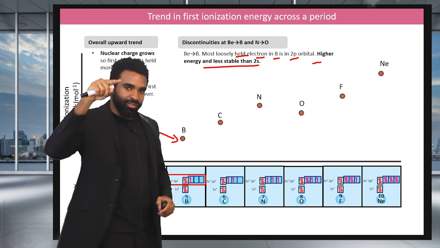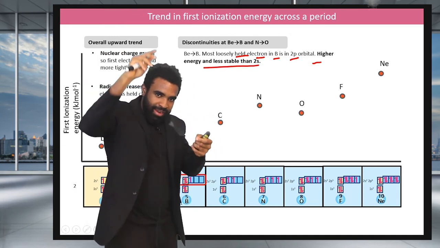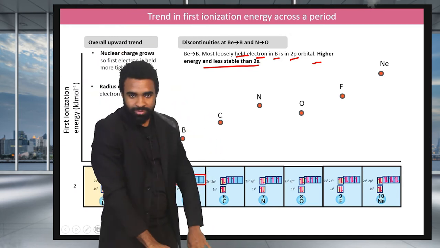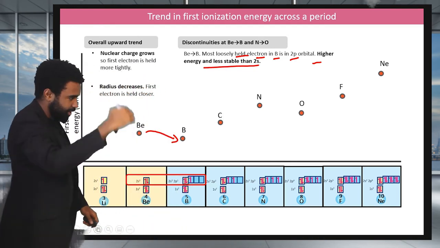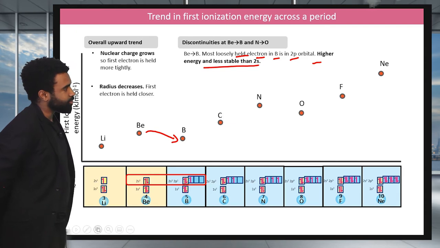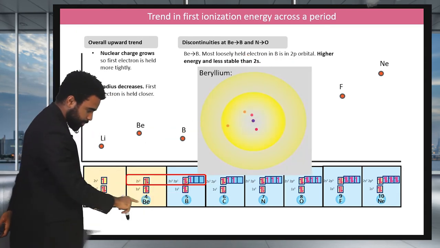It's easier to send a rocket ship from the orbit of our planet out to space than it is to send it from the ground zero out to space, right? So higher energy, easier to kick out and remove. Okay, here is a simple structure for beryllium here.